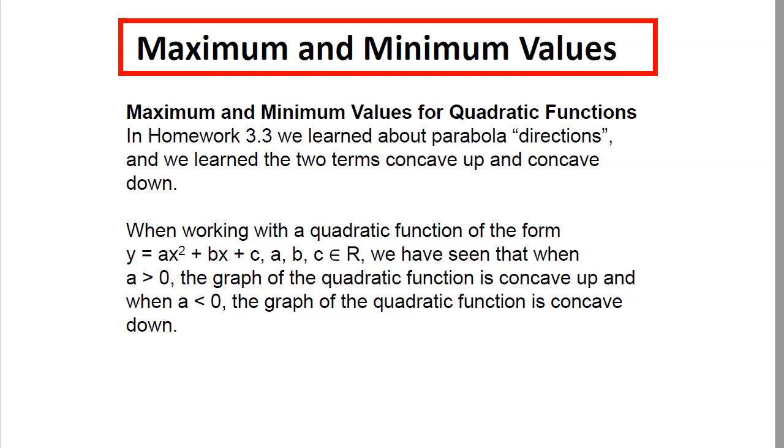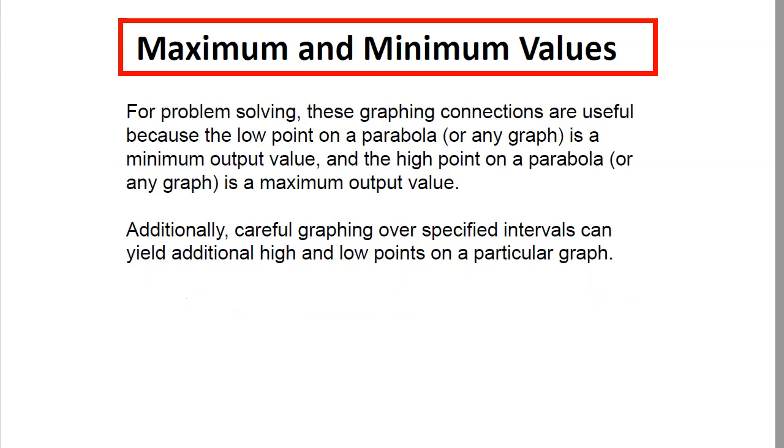Let's start by talking about maximum and minimum values for quadratic functions. In Homework 3.3, we learned about concave up and concave down. When we work with a quadratic function of the form ax squared plus bx plus c, when a is greater than 0, the graph of the quadratic function is concave up, that's opening up. And when a is less than 0, the graph of the quadratic function is concave down, that's opening down.